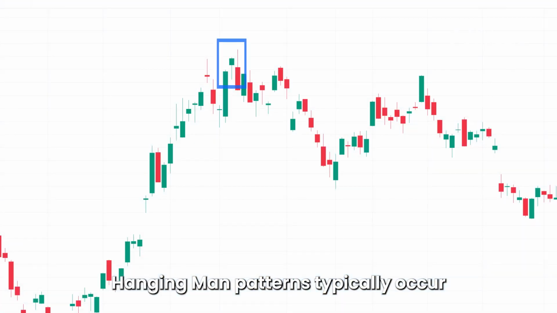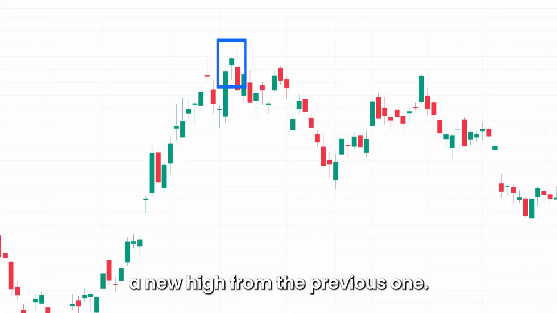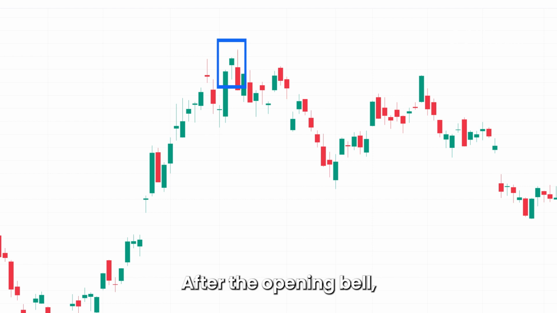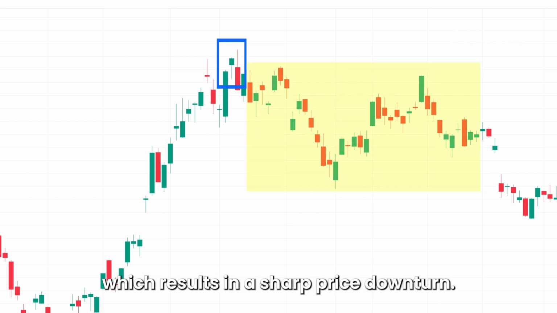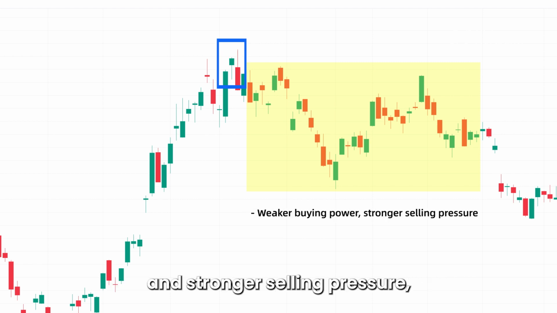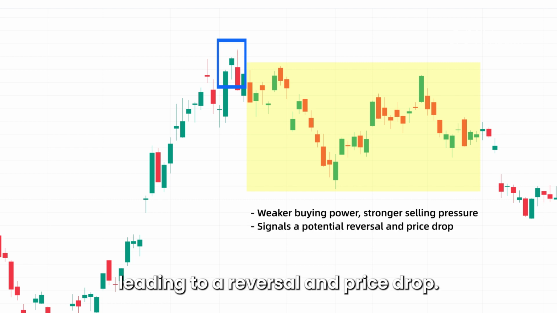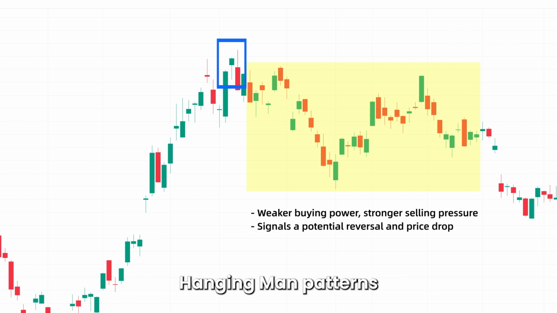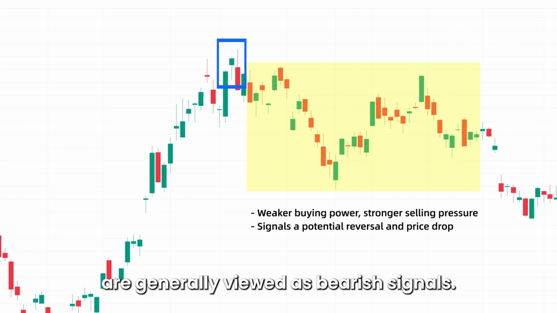Hanging man patterns typically occur when the price is approaching a new high from the previous one. After the opening bell, a surge of selling pressure drives the price down sharply, which results in a sharp price downturn. This indicates weaker buying power and stronger selling pressure, leading to a reversal and price drop. Hanging man patterns are generally viewed as bearish signals.